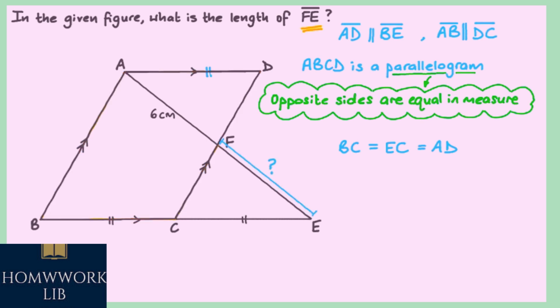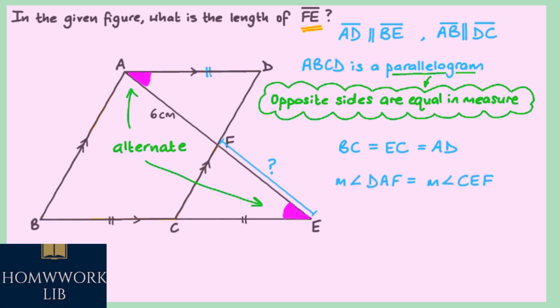We are asked to find the length of the line segment FE. It doesn't appear as though we have enough information, as we only have the length of one line segment on the diagram. So a good approach would be to check if perhaps the two triangles ADF and CEF have a mathematical relationship. For example, we could check if they are congruent triangles. As we have the pair of parallel line segments AD and BE, we can work out information about some of the angle measures in these triangles.